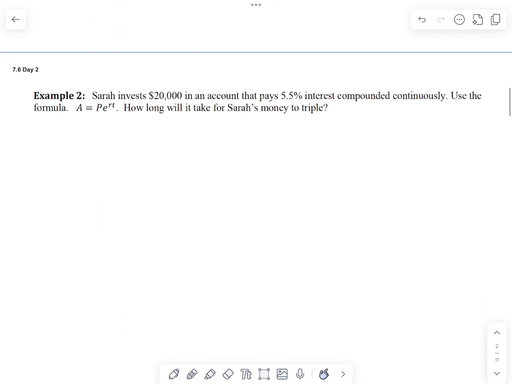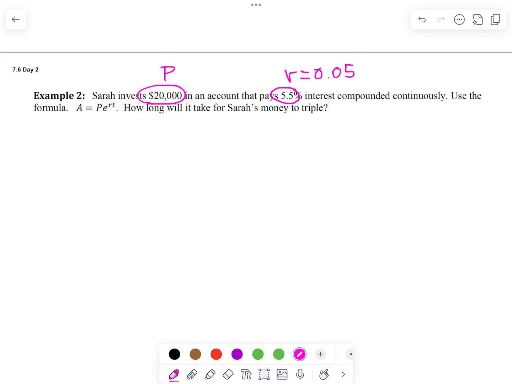Our second example is a little different. We're going to give you the initial investment again, which is our principal, and the interest rate. But now we want to solve for time. So the time is going to be unknown. And we want that money in the end to triple.